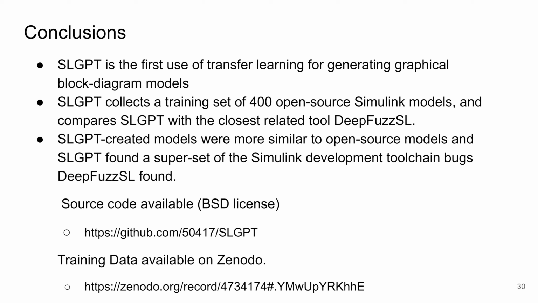So in conclusion, SLGPT is the first work that uses transfer learning to generate graphical block diagrams, and all the evaluation data and source code are open source on GitHub, while training data is on Zenodo.